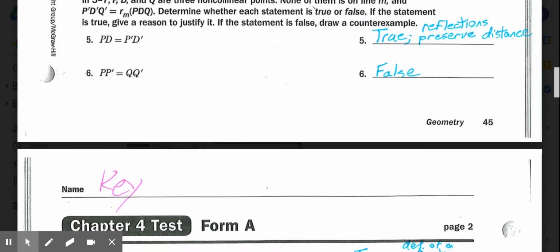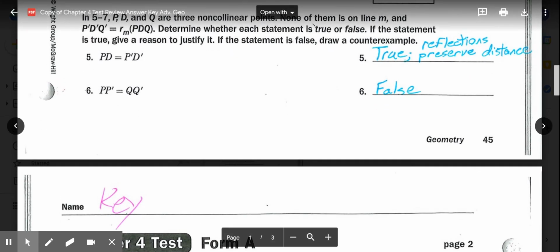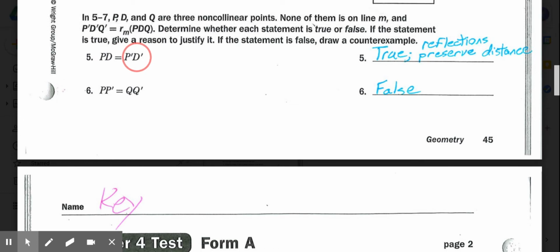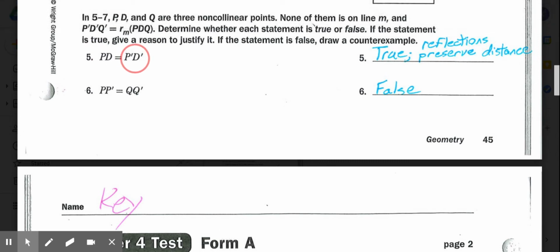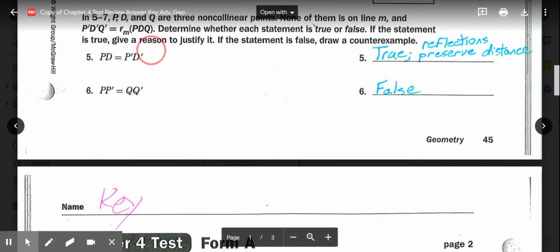So in 5, PD is equal to the distance P prime D prime. So the distance between P and D would equal the distance between P prime and D prime. That's true because we're using the same corresponding points, and reflections preserve distance between points.